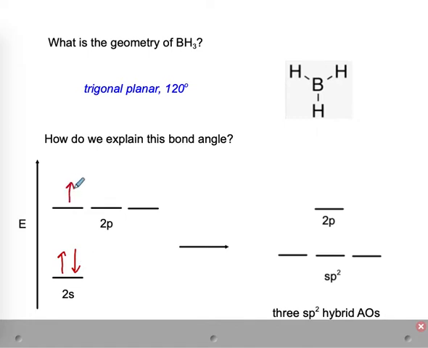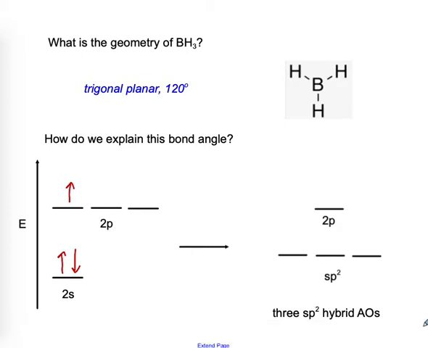We will combine now the 2s sublevel and 2 of the 2p atomic orbitals to form 3 sp2 hybrid atomic orbitals, each of which contains 1 of the electrons. Now, boron has 3 electrons it can use to form the 3 BH bonds. The remaining 2p orbital remains unhybridized. It does not change. It's still there, it's just empty.